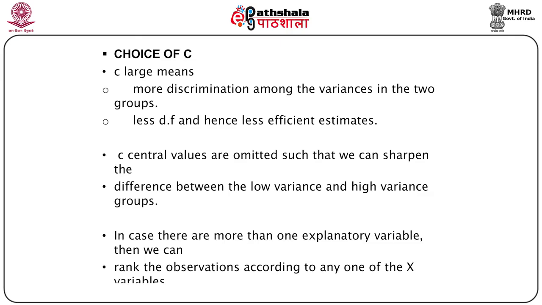The C central values are omitted so that we can sharpen the difference between the low variance and the high variance groups. It may also be noted that in case there is more than one explanatory variable, we can rank the observations according to any one of the x variables and then delete C central observations and carry out the remaining steps of the Goldfeld-Quandt test as before.